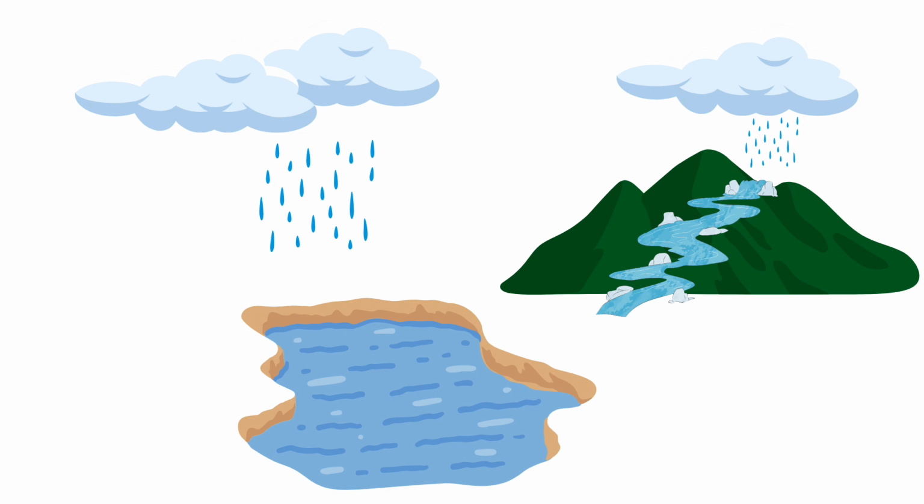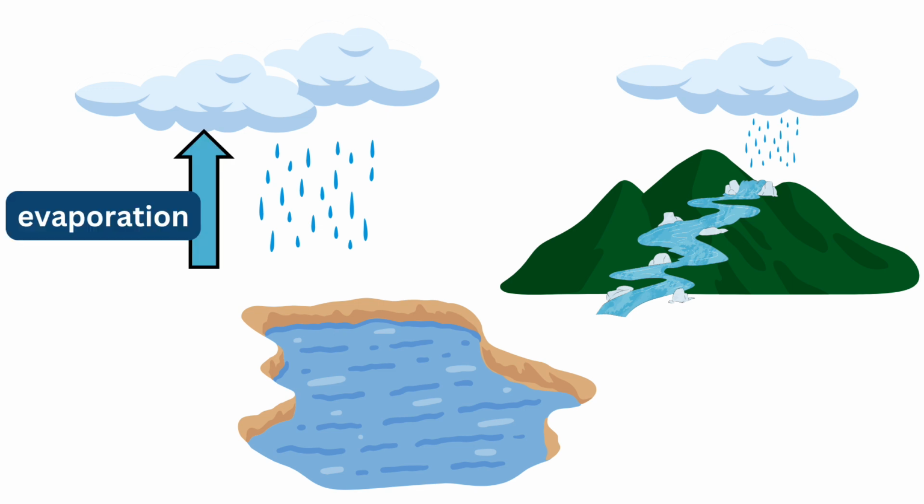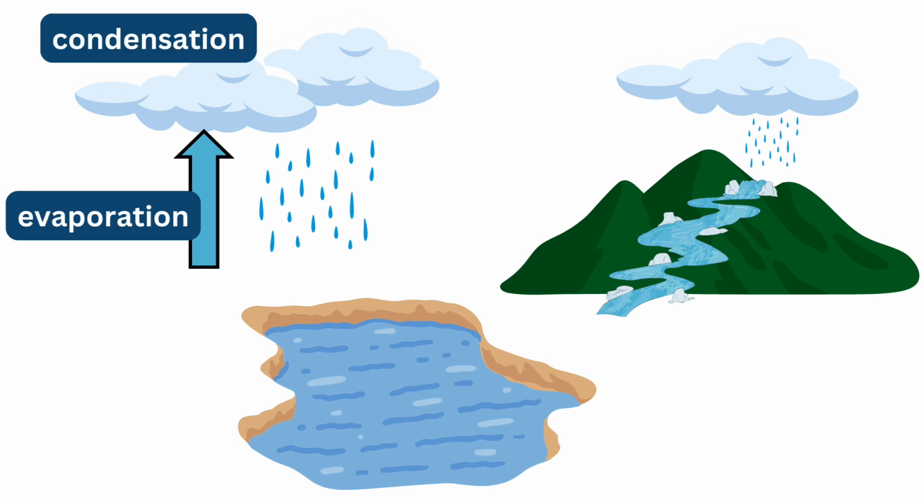Now eventually some of that water will do what we call evaporate, or evaporation. This is when our liquid water turns into a gas, which we call water vapor. Now, as the water vapor lifts up, with enough water vapor, in the sky, a bunch of water vapor will come together to form clouds. This is called condensation.